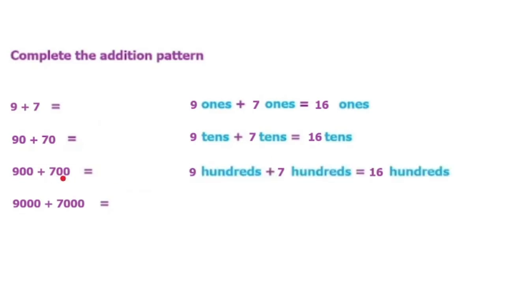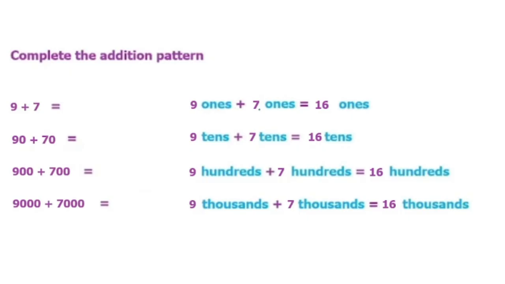So for this one, we have 900s plus 700s, so that's 1600s. And then finally, we have the last one, which is 9,000s plus 7,000s equals 16,000s. So let's write those in, okay? And let's use green.